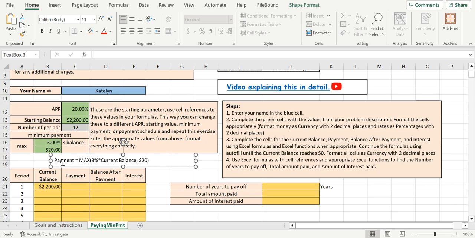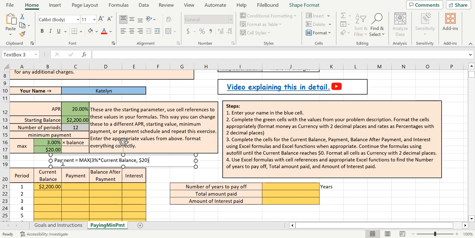The current balance, I want it to change as we move down the table, so we're going to keep that one unlocked so it can float. The current balance needs to update as we move down the table. Now, this max function is always going to give me the larger of the two amounts, and then it's going to get set at $20 once we get down to the end. So it'll take 3% times the current balance for that month, see what that amount is, determine if it's larger than $20, and it's going to take the higher amount out of those two.